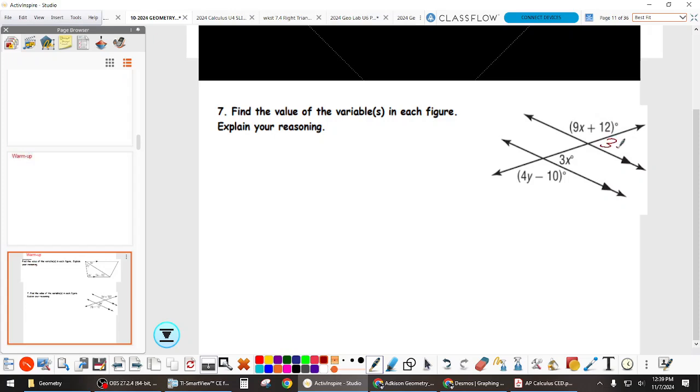I would copy the 3x here, because what kind of angles are those two? Those are corresponding, good, and so we can just copy the 3x. Then what are those two angles called? 9x plus 12 and 3x. That's a linear pair, right? So they make a straight line.